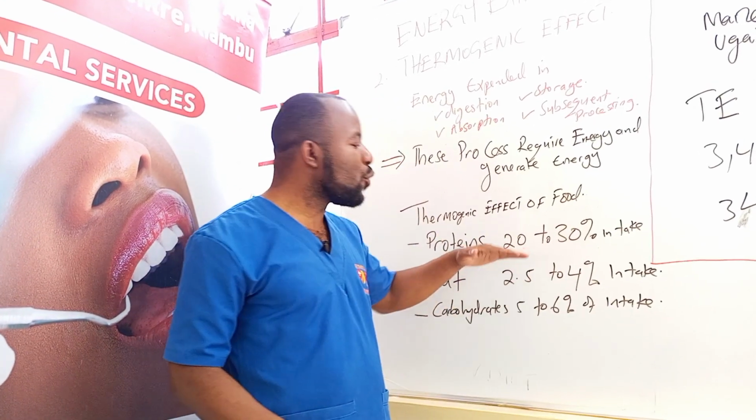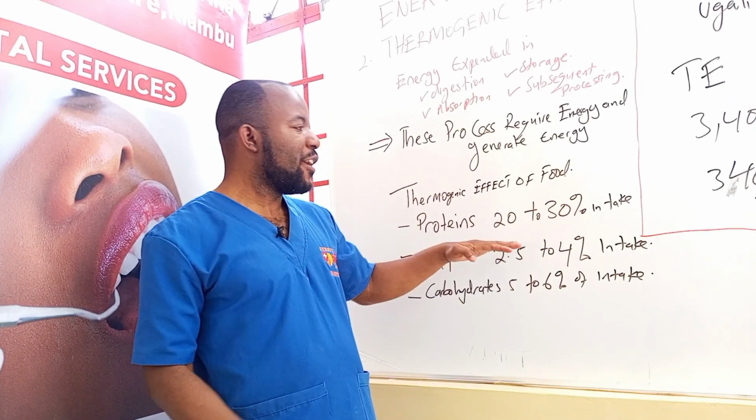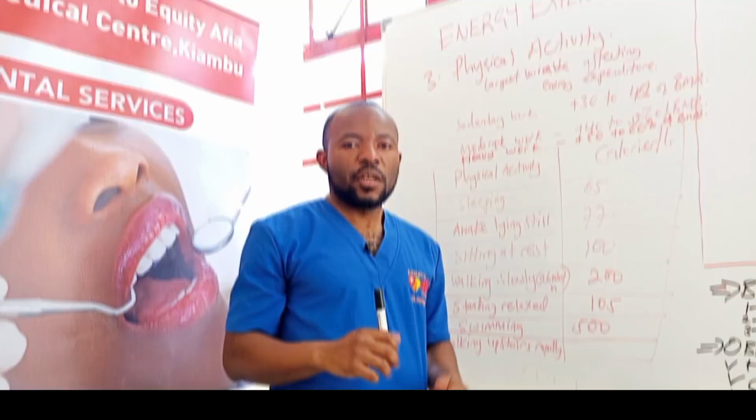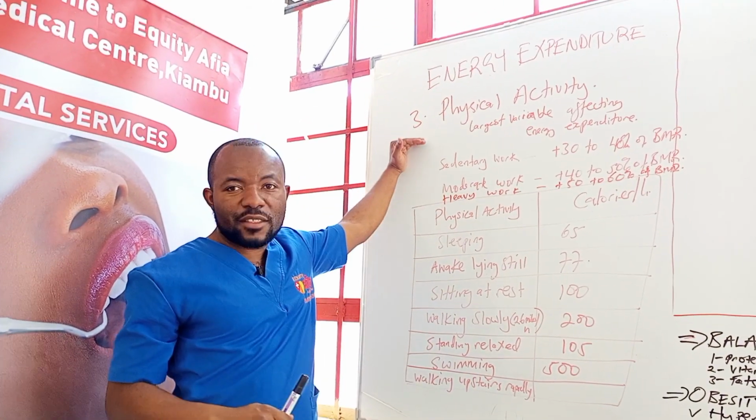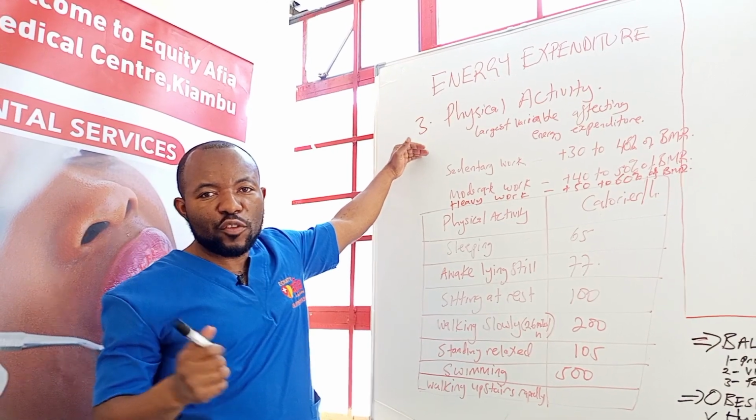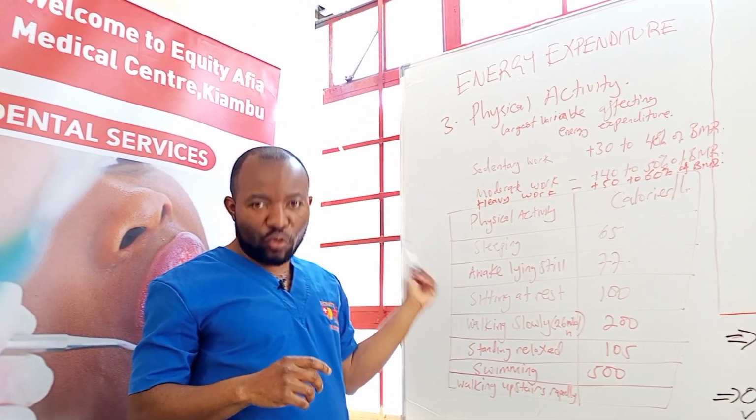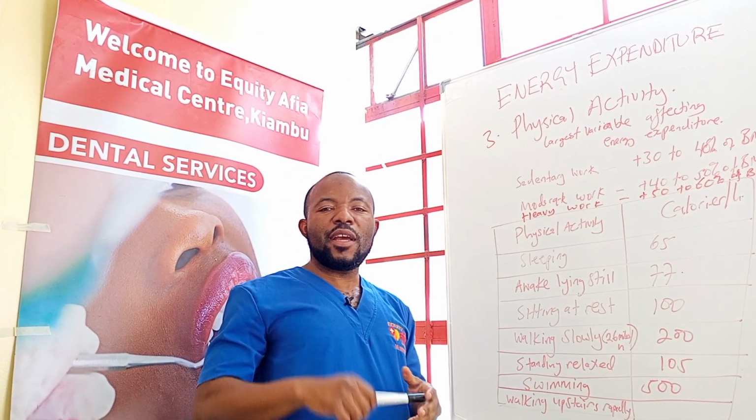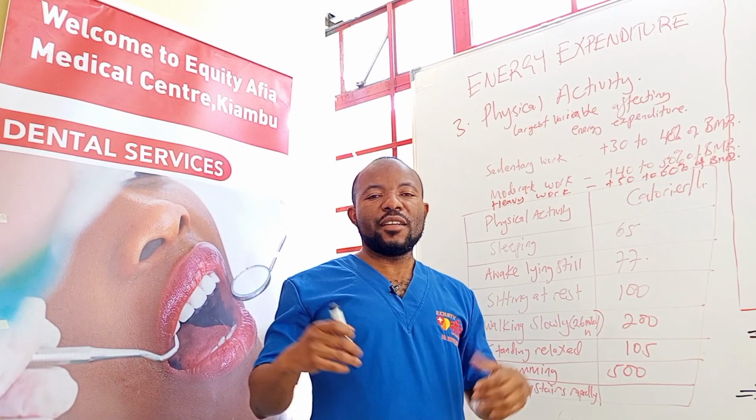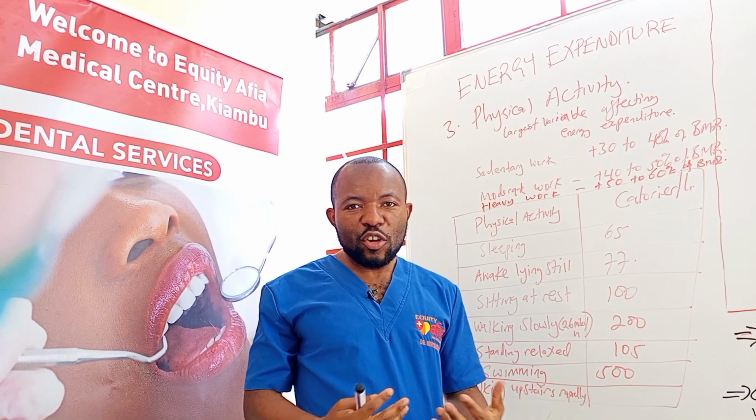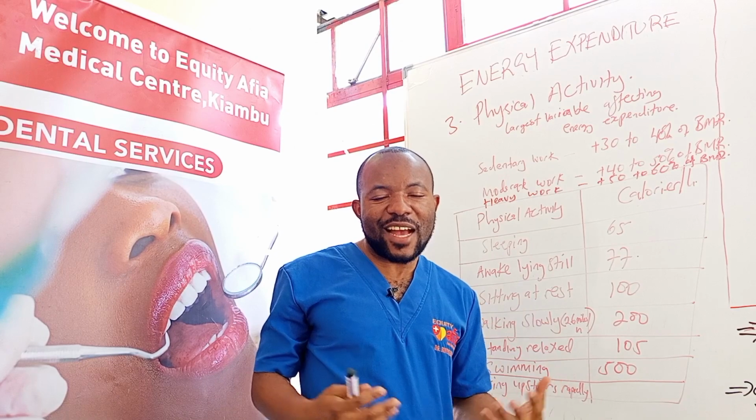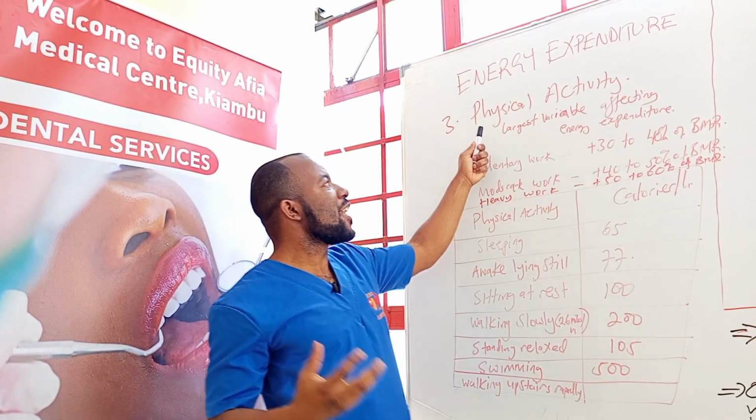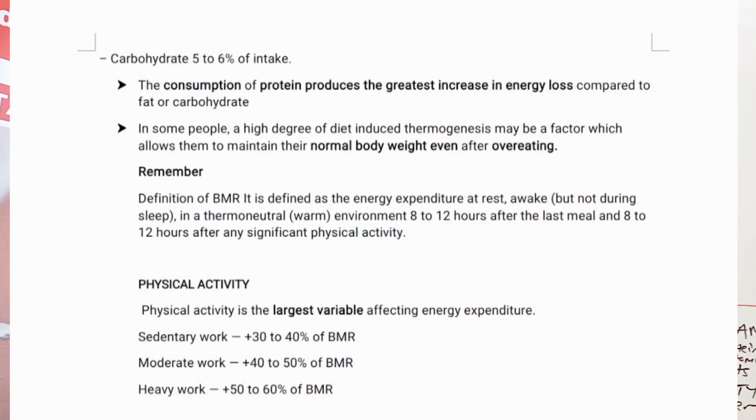Therefore, the body will spend more energy to process food that has more protein. Okay, so now we come to the third and last component of energy expenditure. This is the reason why people, although they go to gyms, although they are always running, although they are always playing football, they don't lose as much as they think they would have lost. It's because of the energy expended in physical activity.